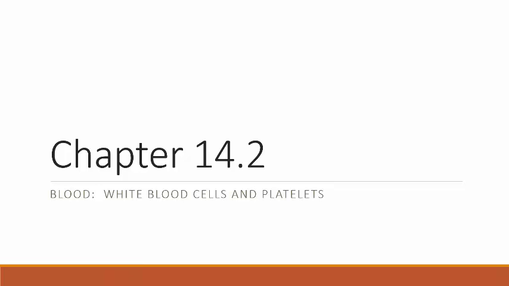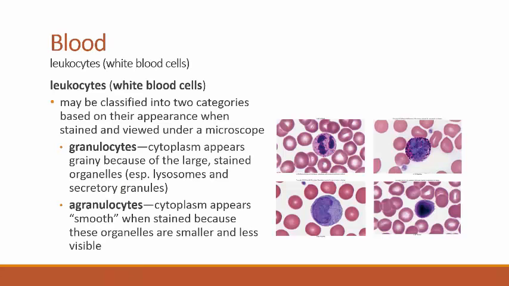So in this lecture, we're going to be discussing white blood cells and platelets, and we'll start out with white blood cells. Now, white blood cells, and the platelets too, are kind of included in that Buffy coat. They're the smallest fraction of the blood.